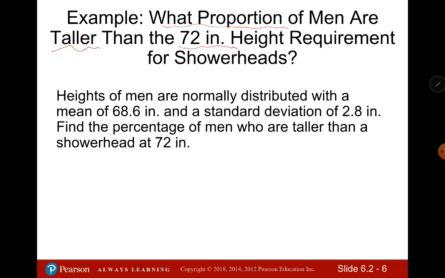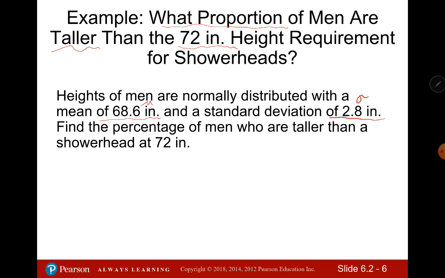Let's think it over. Let's see the question. Heights of men are normally distributed. So we know it's a normal distribution. And we also know the mean. So this is our mu, right? And we also know the standard deviation. So that's our sigma. But this time we know mu is not 0 and the sigma is not 1. So this one is a non-standard normal distribution.